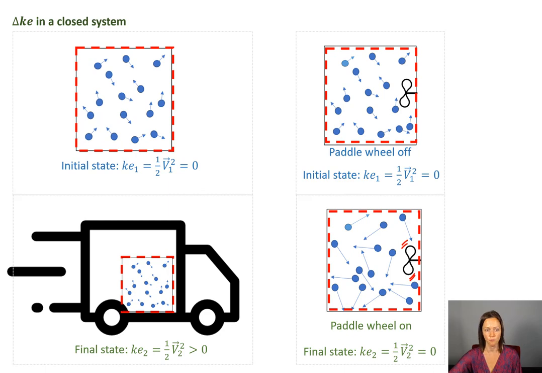Sometimes people get a little bit confused about that. What that manifests itself as, because we do have an increase in microscopic kinetic energy, is an increase in internal energy, little u or big U.